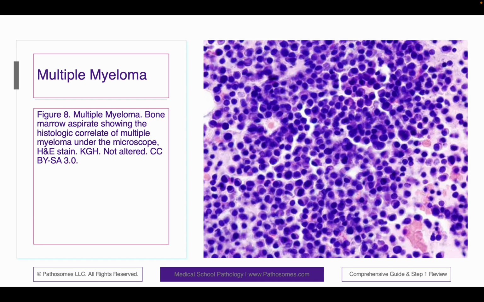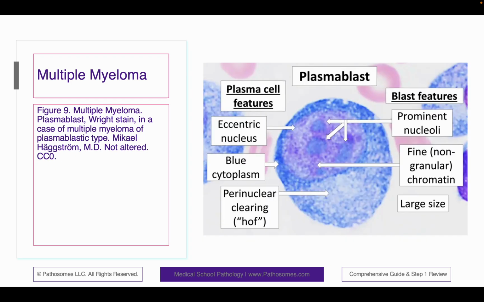Again, you see all the neoplastic cells with their eccentric nuclei and perinuclear Hof. If you look really closely, I'm sure you can see it. This is a plasmablast. You can see some plasma cell features and some blast features. This is a baby plasma cell, but it's basically grown.